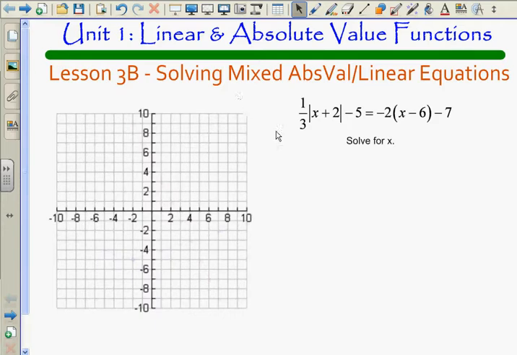Okay, so this is a quick video over what we did in class today, solving an absolute value equal to a linear. And we did look at the graph. Let me go ahead and pull those graphs up.